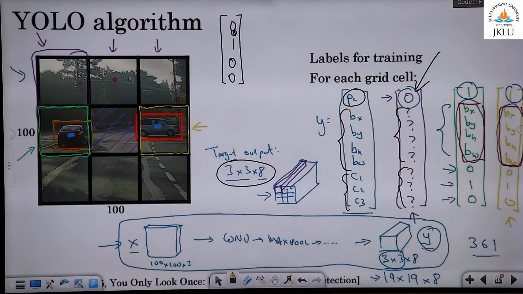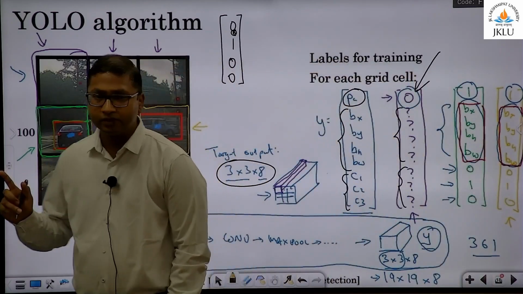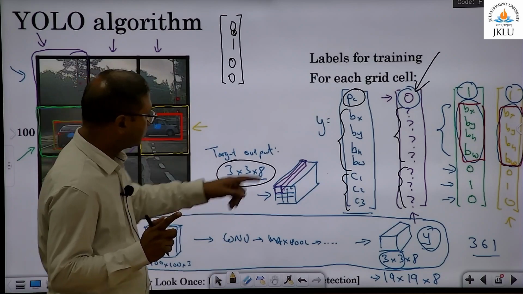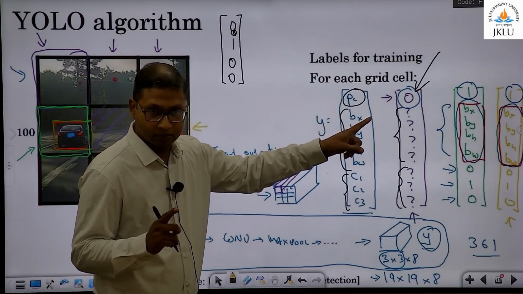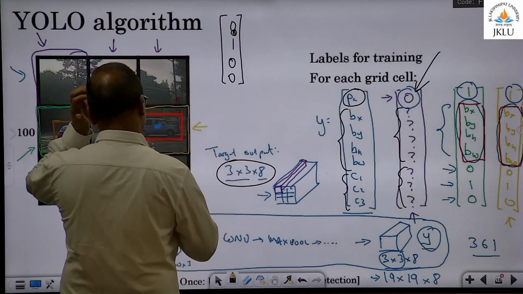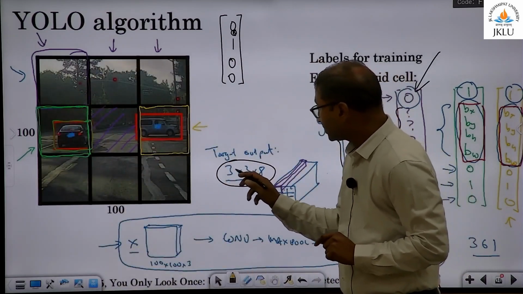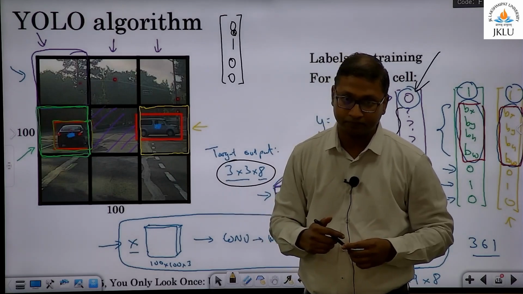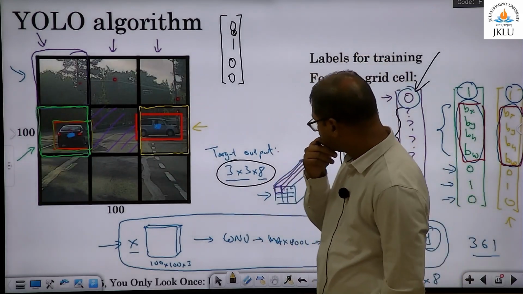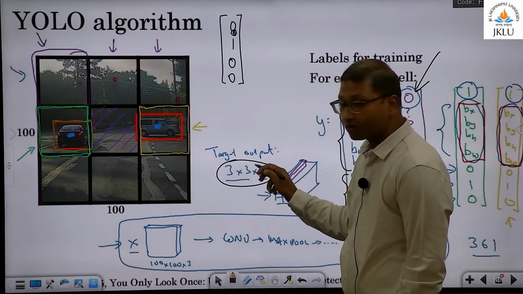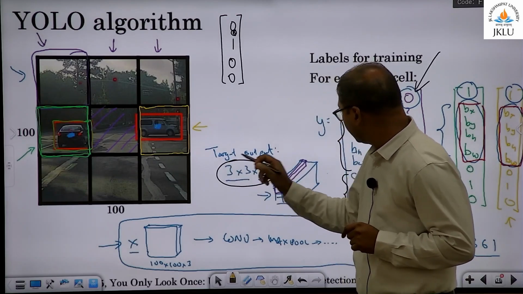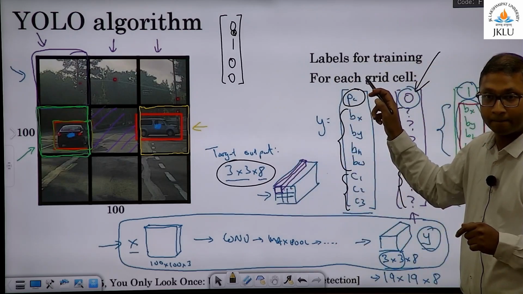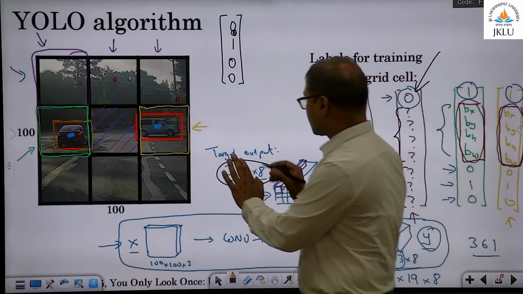Questions here? So either we will have the green one or the yellow one, then how will we detect two objects in one image? Either you will have the yellow one or the green one as the output. No, you won't have either of them. So look at the target output again. It is 3 cross 3 cross 8. So every grid cell will give you an object. There are 9 grid cells and each has 8 values. So 3 cross 3 cross 8, for every grid cell you have this vector. So it is like this.